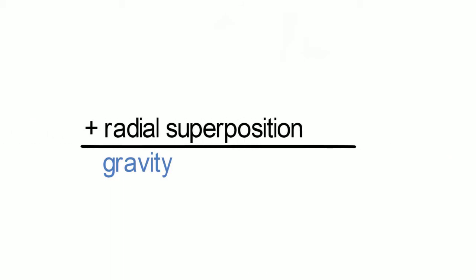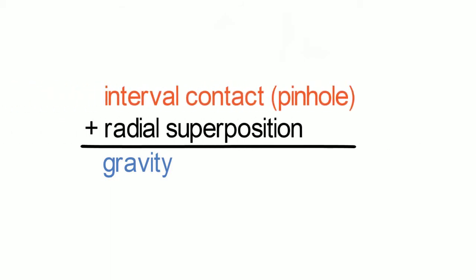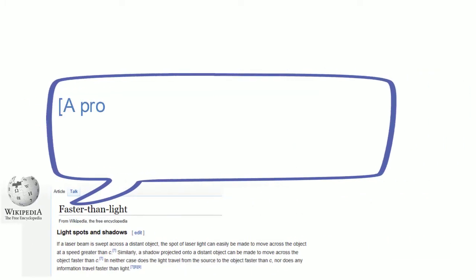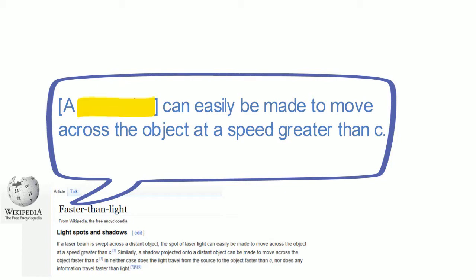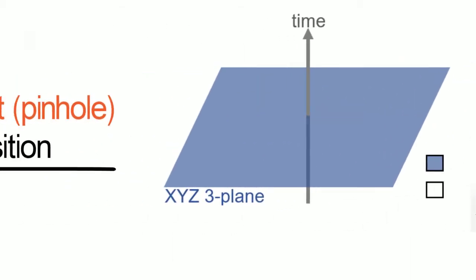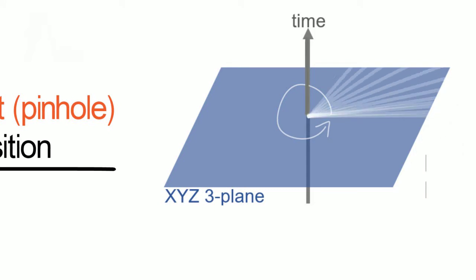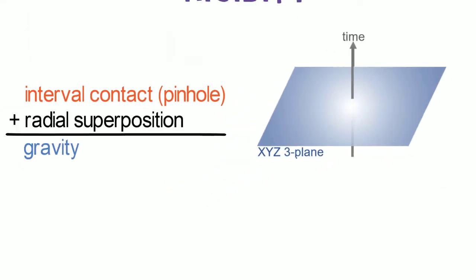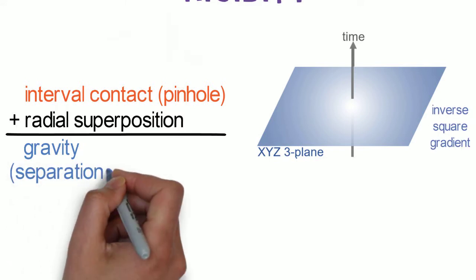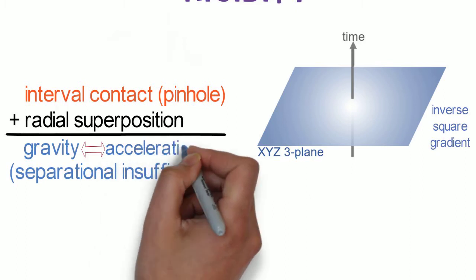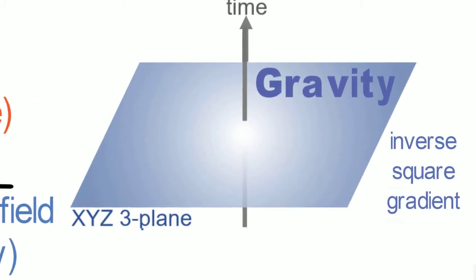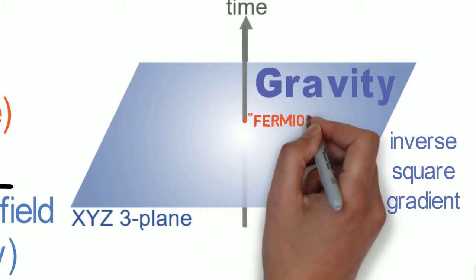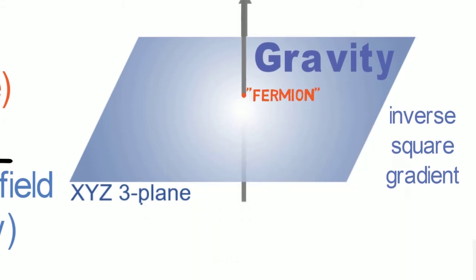Last time, gravity was modeled from the radial superposition of a pinhole, a light-like object that projects contact, its invariant zero-interval span. A projection can easily be made to move across an object at a speed greater than c. Chronaxial spin instantaneously distributes contact in a field about a temporal axis. The field diminishes the separational capacity of the continuum to a degree consistent with the observed inverse square law. The continuum doesn't warp so much as lose its ability to sustain separation, resulting in an acceleration field. That's gravity. The center of a field defines a fundamental fermion, for which gravitational mass is implied by field intensity.